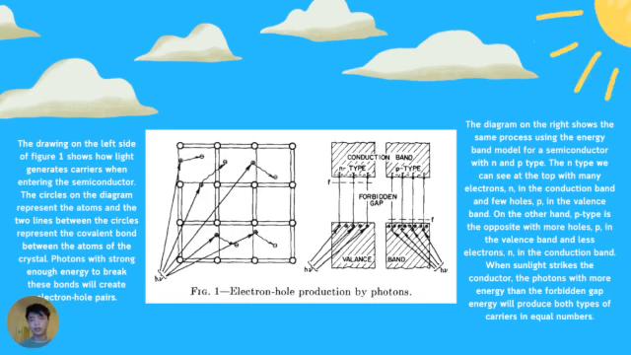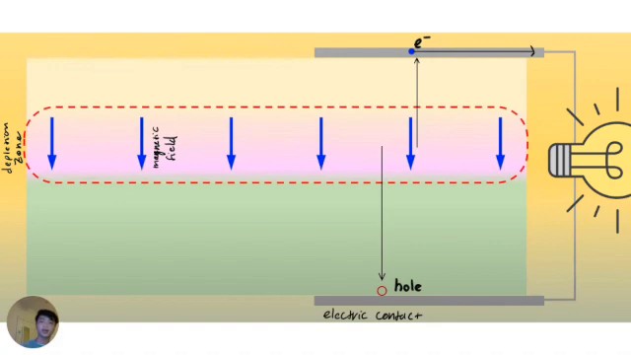On the right, you can see the same process using the energy band model for a semiconductor with P and N type. The N type we can see at the top with many electrons, n, in the conduction band, and a few holes, p, in the valence band. On the other hand, P type is the opposite, with more holes, p, in the valence band, and fewer electrons, n, in the conduction band. When sunlight strikes the conductor, the photons with more energy than the forbidden gap energy will produce both types of carriers in equal numbers. We can look a little closer in the next slide.